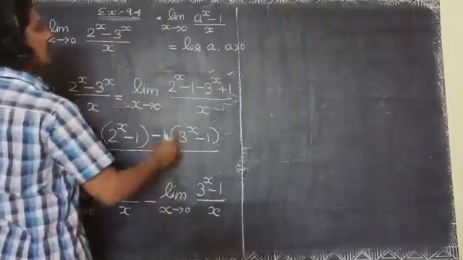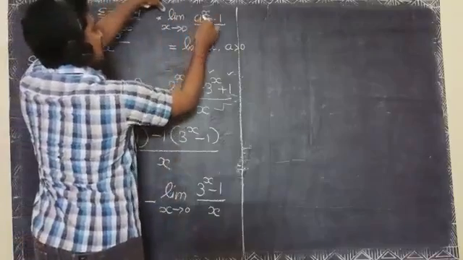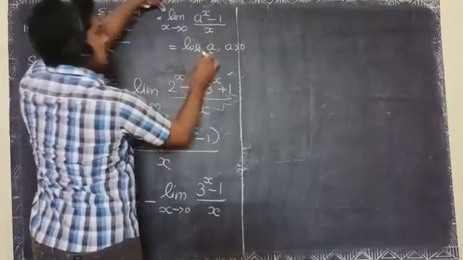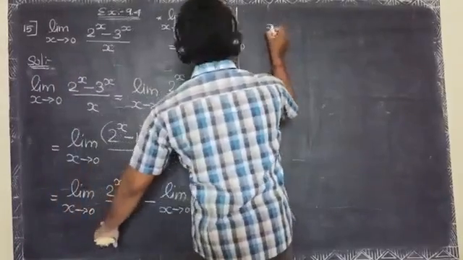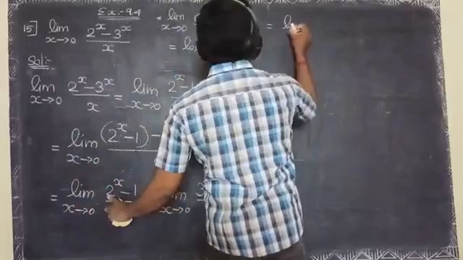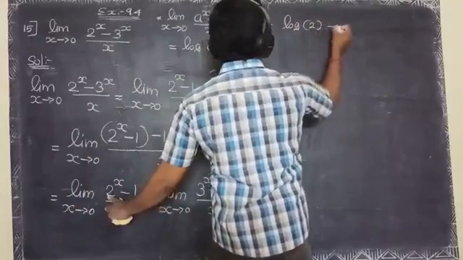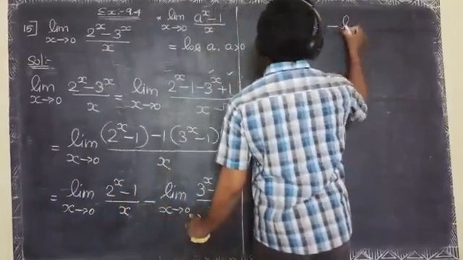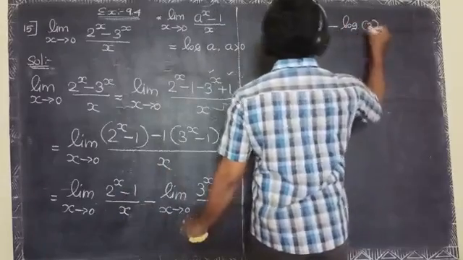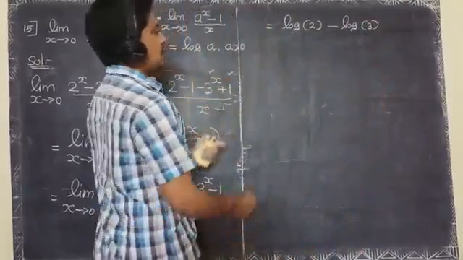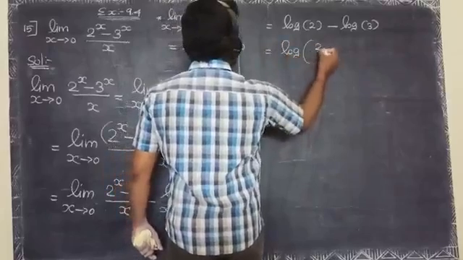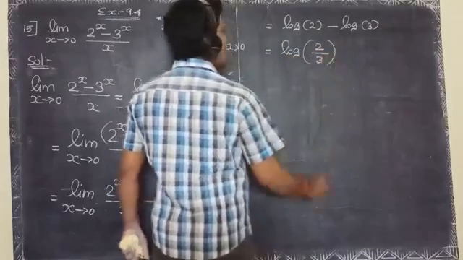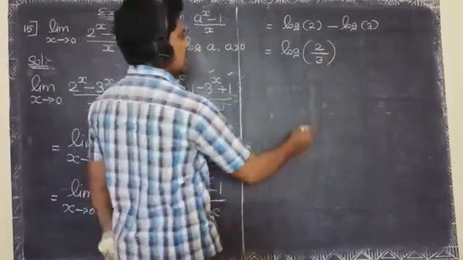Using this result, limit x approaches 0, a power x minus 1 divided by x, is equal to log a. Similarly, by the same procedure, we get log 2 minus log 3, which can be written as log of 2 divided by 3.